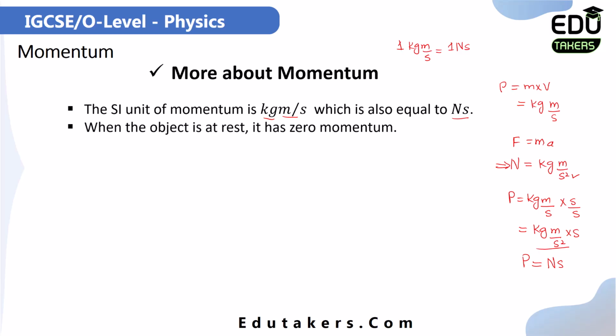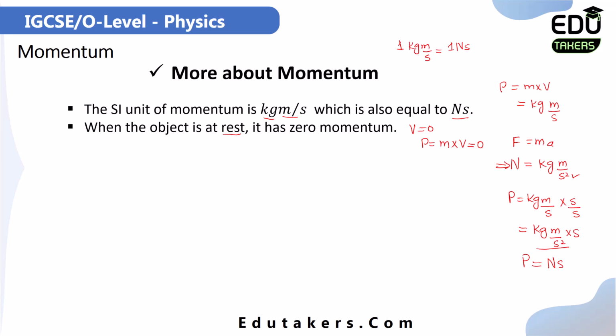When the object is at rest, what does this mean? The velocity of the object is zero. The object is not moving. In this case, when you find out the momentum, P is equal to m multiplied by v. v is 0, so the total momentum would be equal to 0. I can simply say that when the object is not moving, it has 0 momentum.